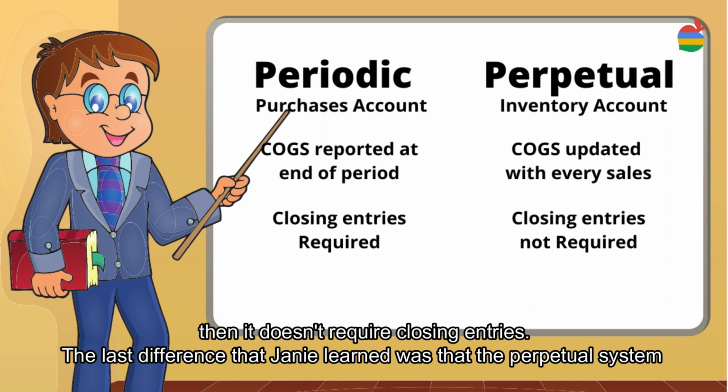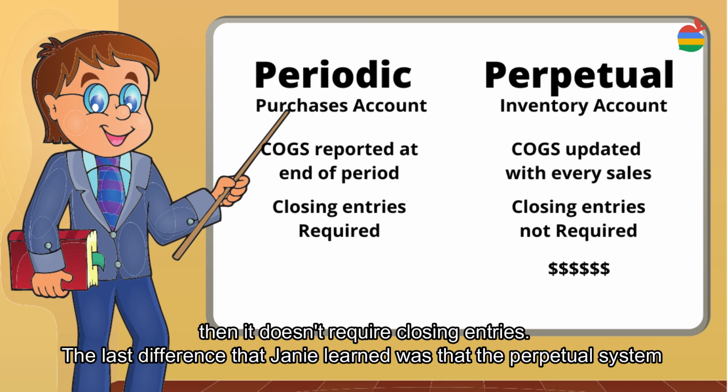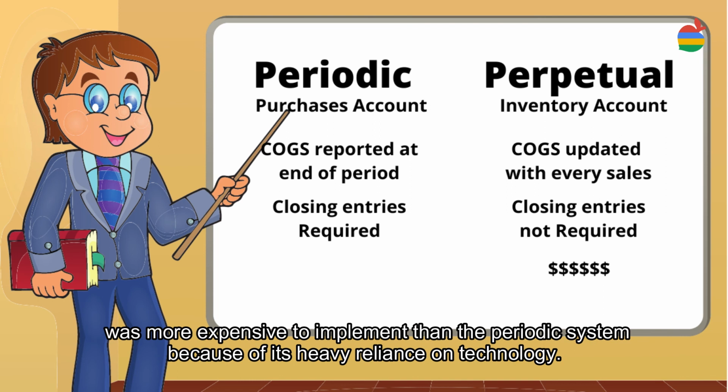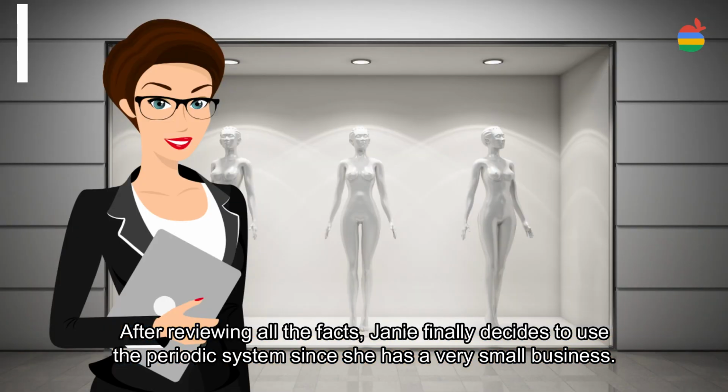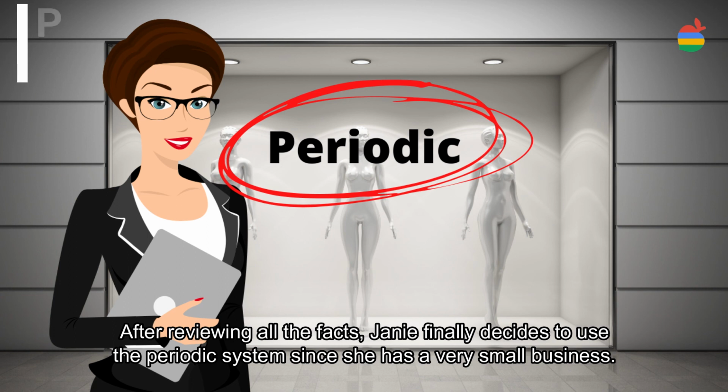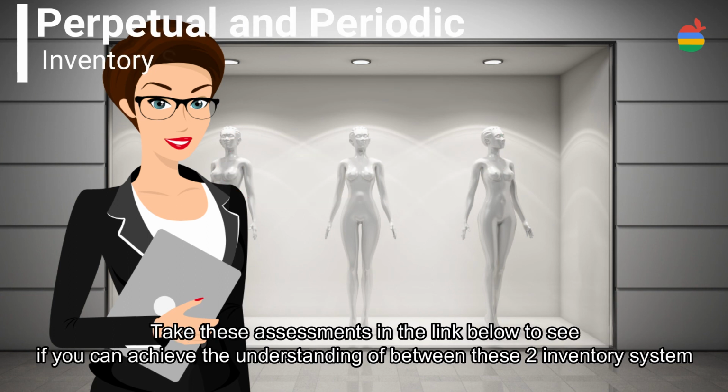The last difference Janie learned is that the perpetual system is more expensive to implement than the periodic system because of its heavy reliance on technology. After reviewing all the facts, Janie finally decides to use the periodic system since she has a very small business.